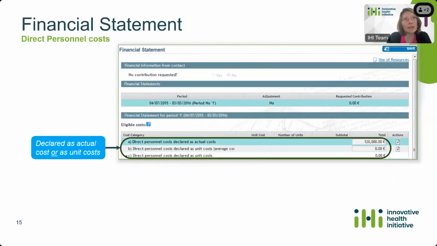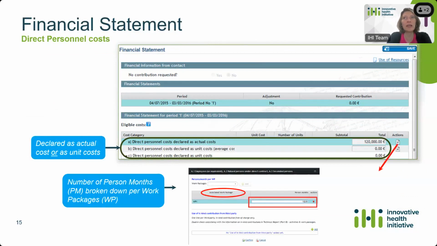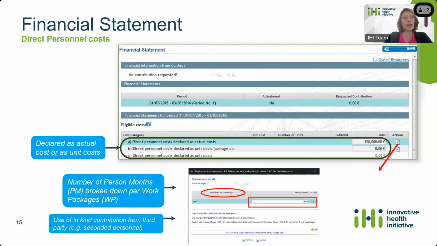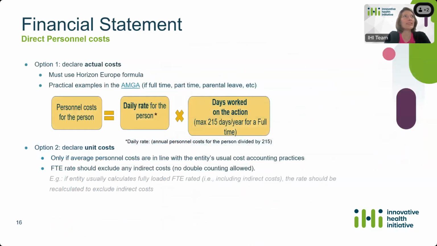Regarding the personnel costs, you can declare either actual or unit costs. When you click on the little icon for the use of resources, you are requested to fill in the number of person months per work package. You can also declare costs for the use of in-kind contributions from a third party, in case you have seconded personnel, for instance. So as I said, there are two options: either you declare your personnel cost as actual cost or as unit cost.